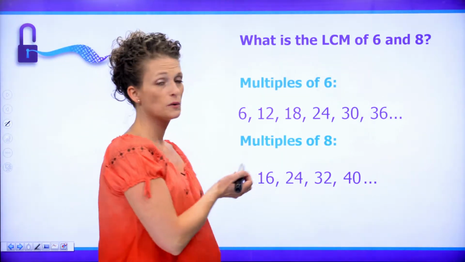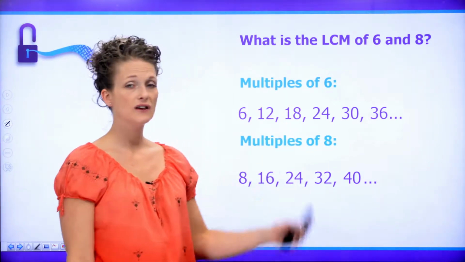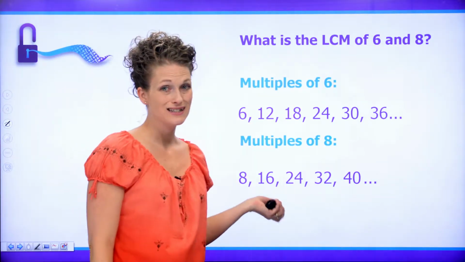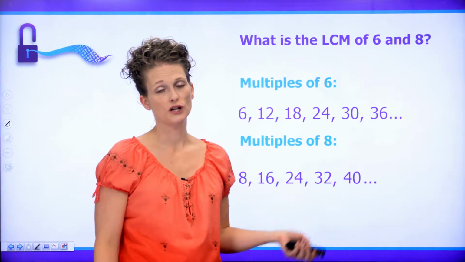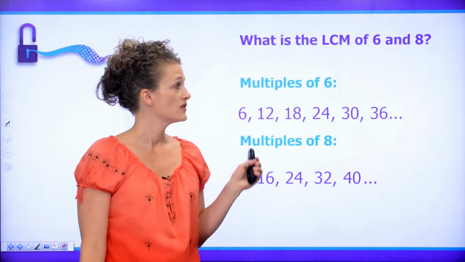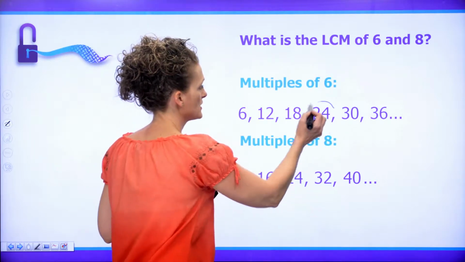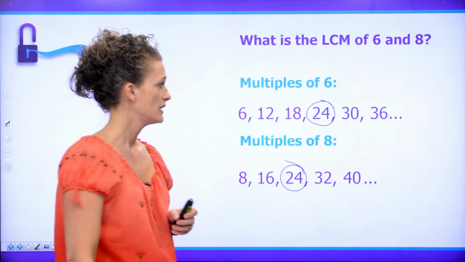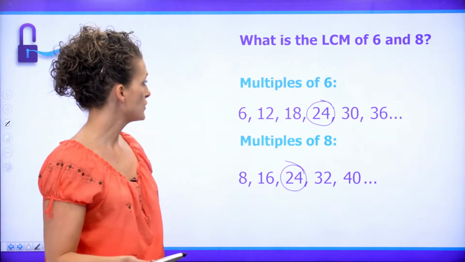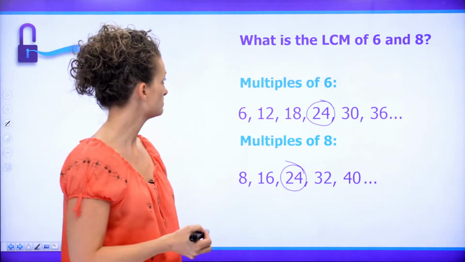Well, one way we can do that is to find the multiples. So here's multiples of 6: 6, 12, 18, 24, 30, 36, you could keep going. Multiples of 8: 8, 16, 24, 32, 40, and so on. Now, if we look at the smallest number that is common to both the multiples of 6 and 8, we can see that 24 is the smallest number that is a multiple of both numbers. So we say that our least common multiple of 6 and 8 is 24.